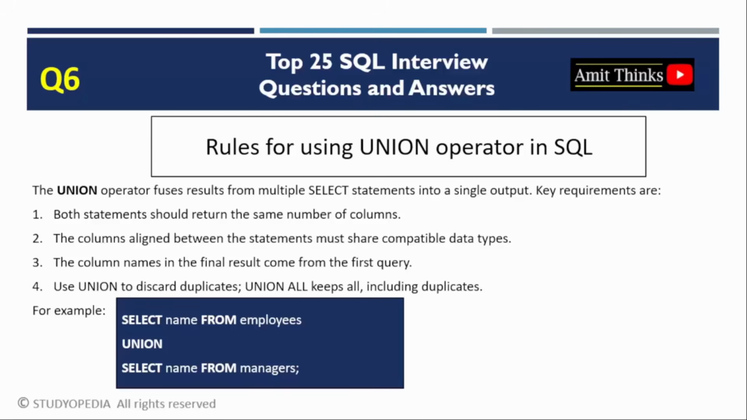Here is an example. We are using union to combine results from the employee as well as the manager's table. Union all is faster as it skips duplicate checks. Use union for distinct records and ensure column alignment.